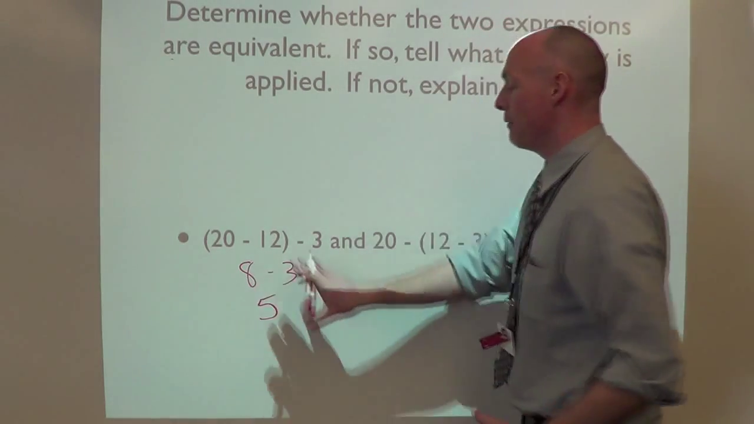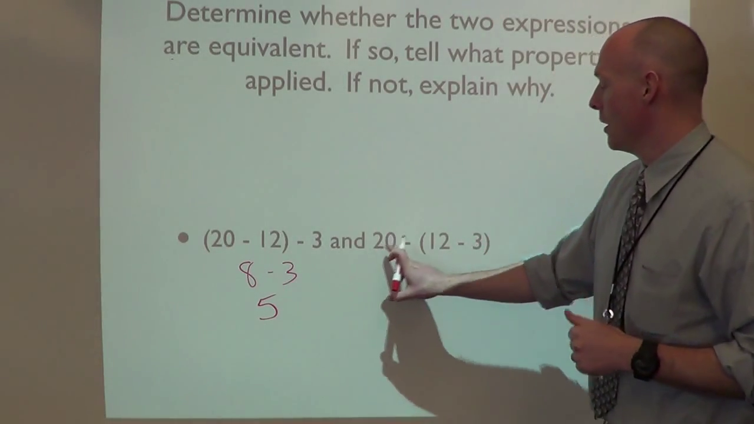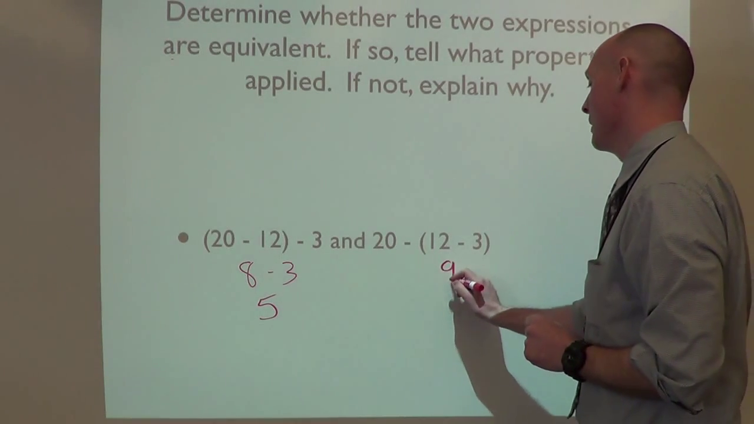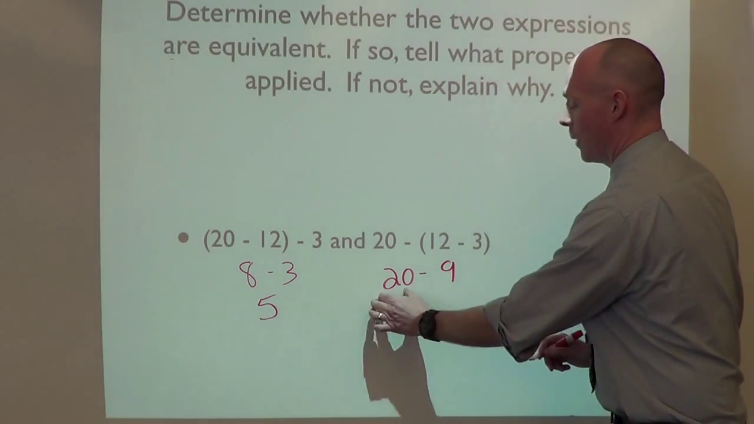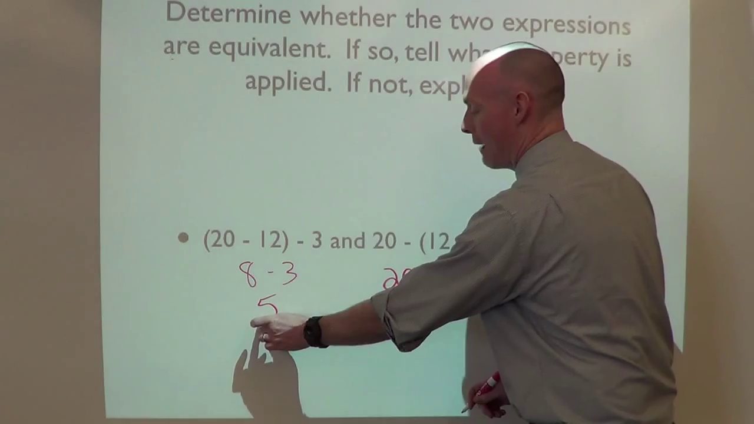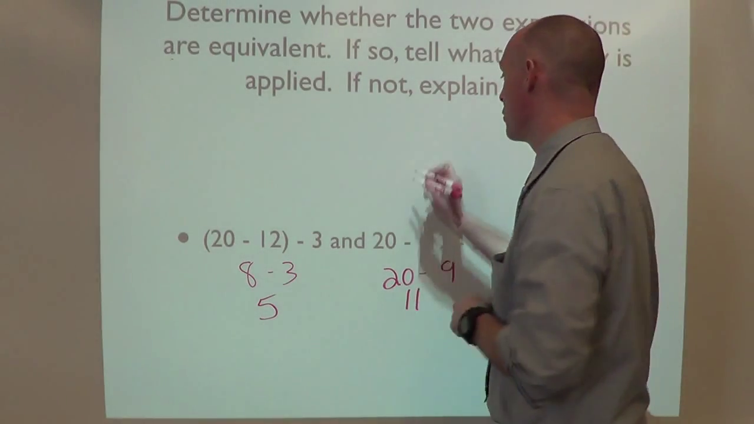So now we're looking. If this equals 5, then yes, they are equivalent. Parentheses first. 12 minus 3 is 9. Bring down the 20 minus. 20 minus 9 is 11. I got 5 for this side, I got 11 for this side. Are they equivalent? The answer is no.